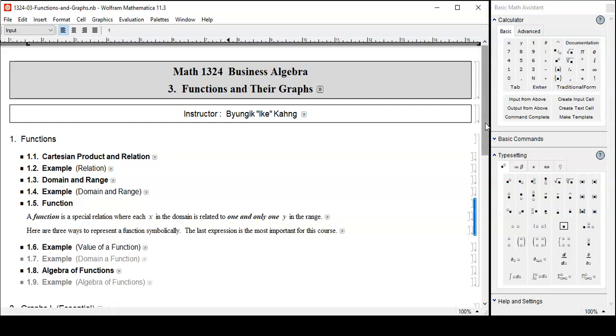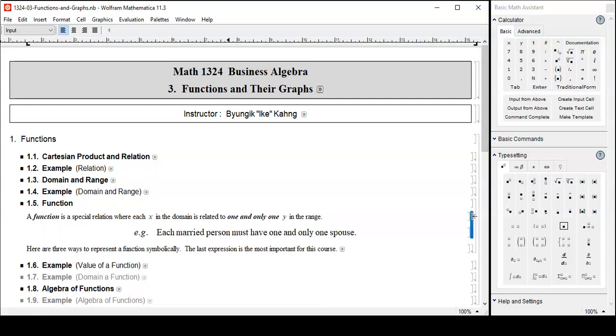All right, let's begin defining a function. A function is a special relation where each x in the domain is related to one and only one y in the range. Here's an example. Each married person must have one and only one spouse. If not, well, this relation is really dysfunctional.